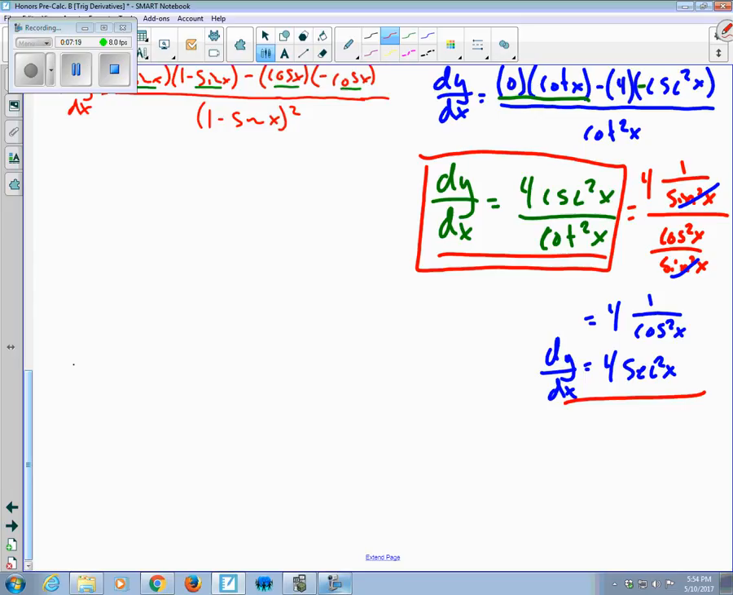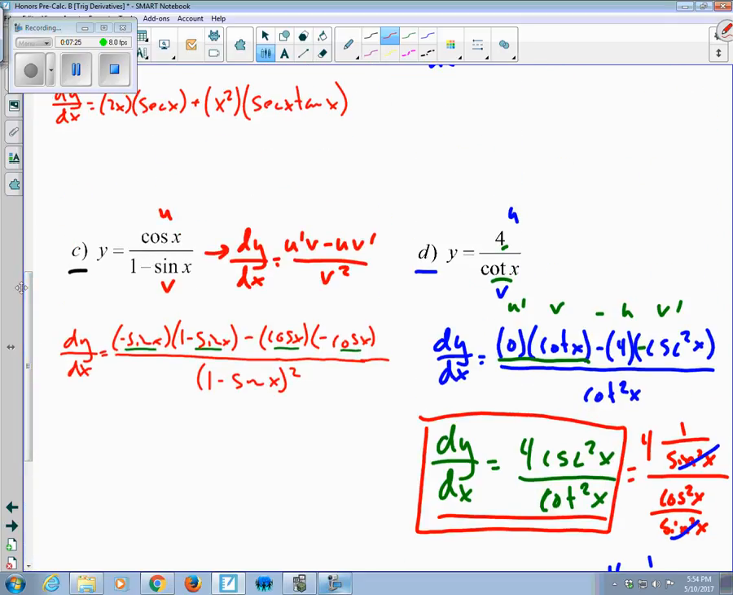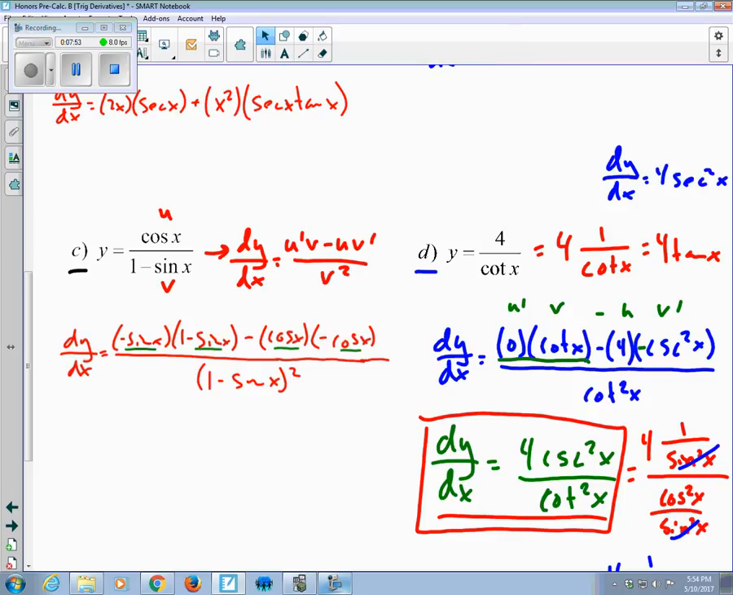Now we might have seen this condensed form of the derivative a little bit faster if we took a look at our quotient here and recognized that we could write this as 4 times 1 over cotan x. 1 over cotan x is tan x. So right here we've got 4 times tan x. And the derivative of 4 times tan x is going to be 4 times the derivative of tan x, which is 4 secant squared x. So we might have been able to see that a little bit faster if we could recognize that basic identity of 1 over cotan as tan x to begin with.